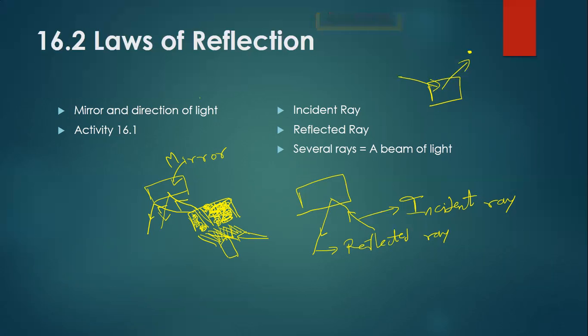Now keep one point in mind that several rays constitute one beam of light. In our own language, we are calling the beam of light a ray. So this ray is a group of several rays.